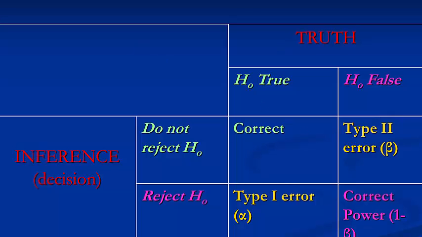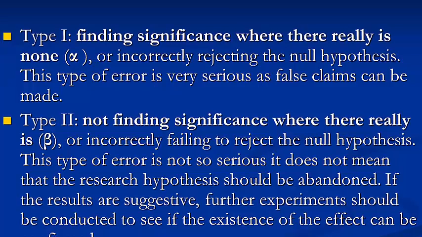Just the last option is when you make a correct decision to reject a false null hypothesis, and that is the opposite of beta, or 1 minus beta, and that's called the power of the study. So the power is the probability of correctly rejecting a false null hypothesis. Here are just some definitions of those errors that I've spoken about before. You can have a read through that in your own time.